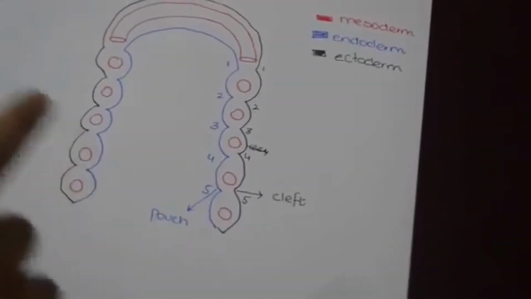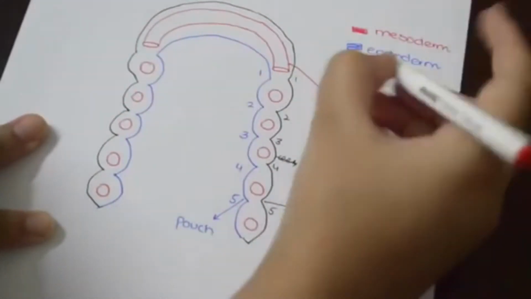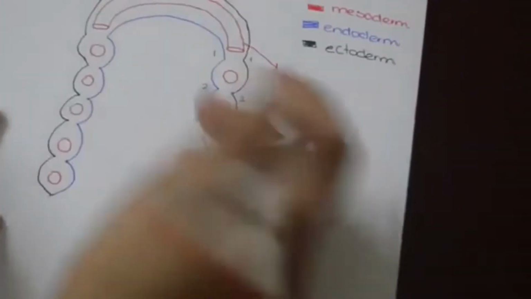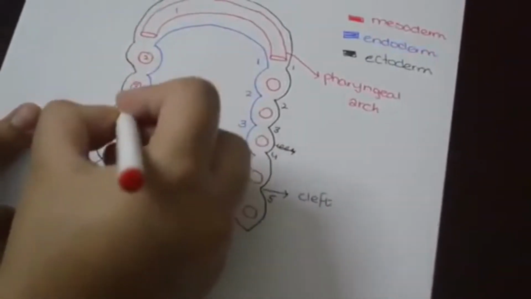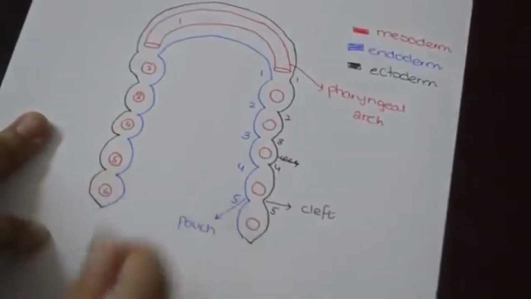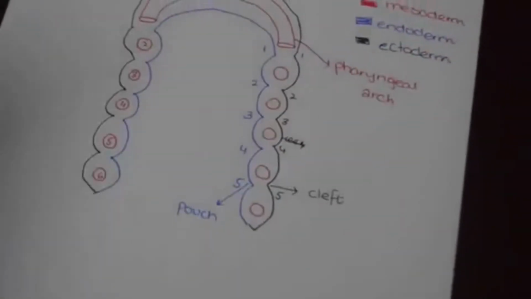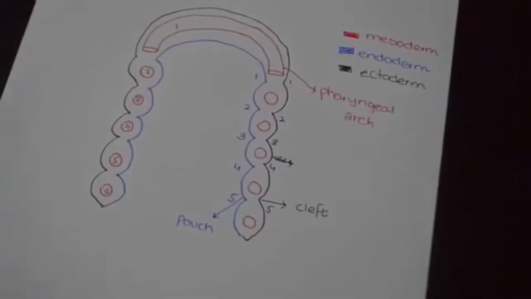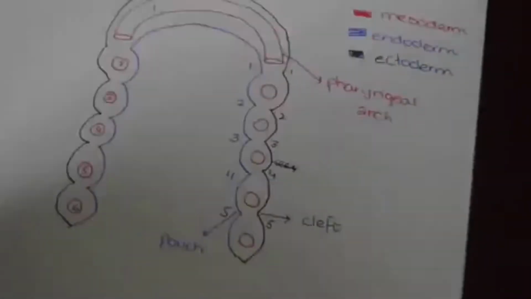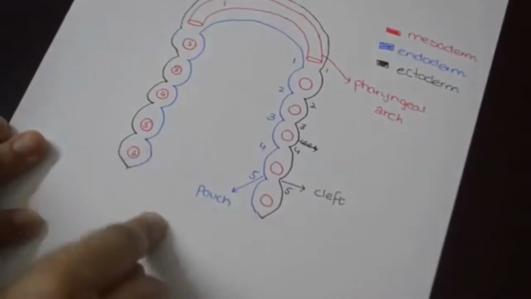What did we leave? We left this part. This was mesoderm in origin, and it was the arch. This is the pharyngeal arch. So we have 1, 2, 3, 4, 5, 6. We have 6 pharyngeal arches. Moving forward, we need to know the derivatives of clefts, arches, and pouches.